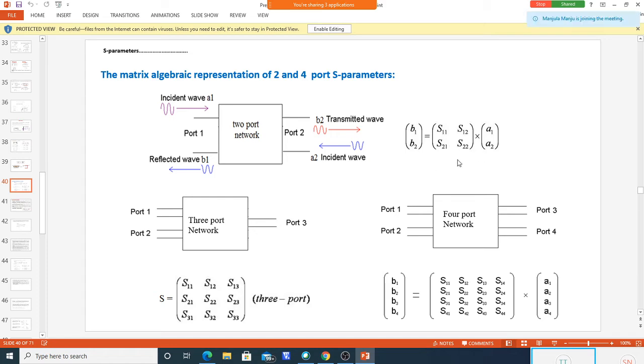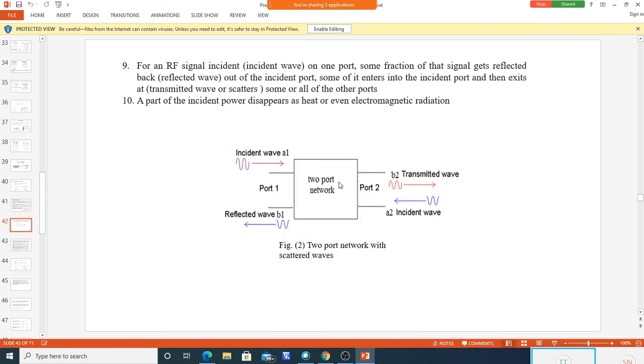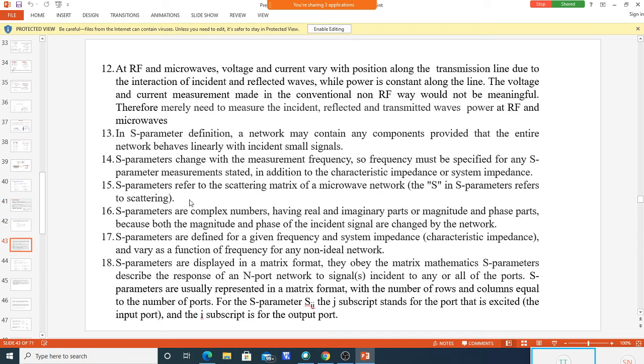And scattering parameters are complex in nature. Scattering parameters are complex numbers. S parameters change with the measurement frequency, so frequency must be specified for any S parameter measurement stated. Also, characteristic impedance is very important while measuring the S parameters. Next, S parameter refers to the scattering matrix of a microwave network.